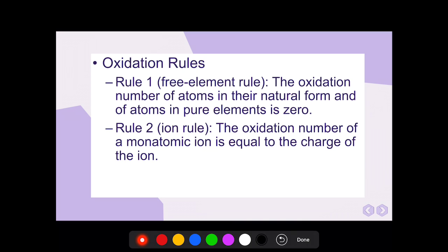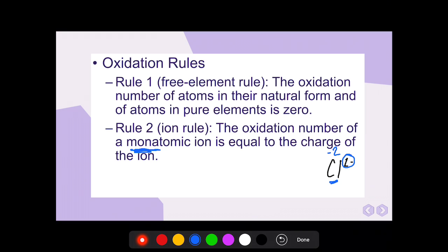Rule number 2, the ion rule. The oxidation number of a monatomic ion is equal to the charge of the ion. So let's say I were to write something like chlorine with a 2 negative charge. Well, you can see that this particular ion is an anion because it has a negative charge. Since it's just an individual element, hence the term monatomic. Monatomic means one element. Its oxidation number is equal to the charge. So since this has a -2 charge, the oxidation number is -2.